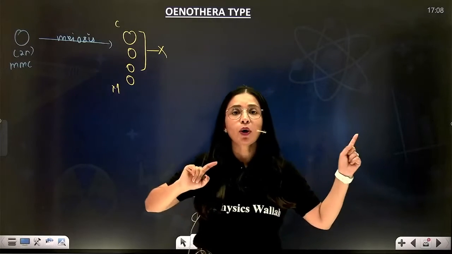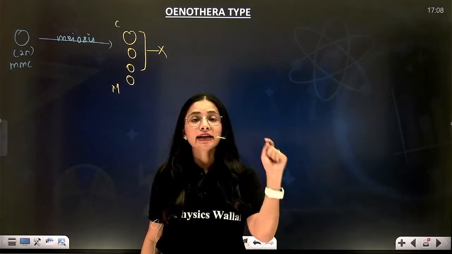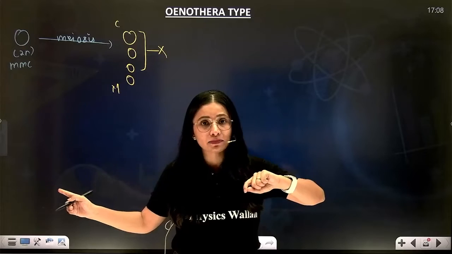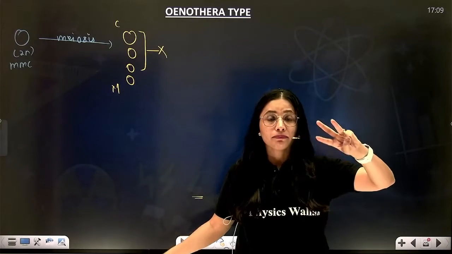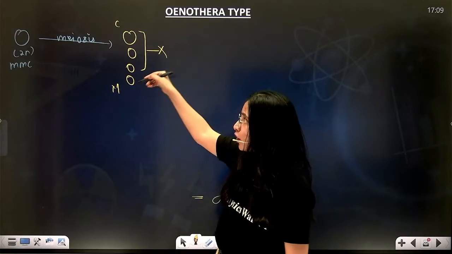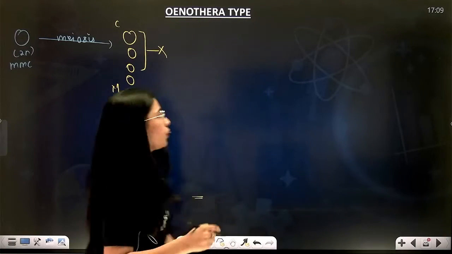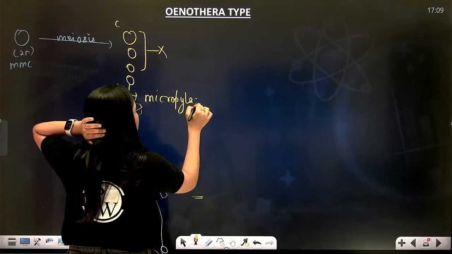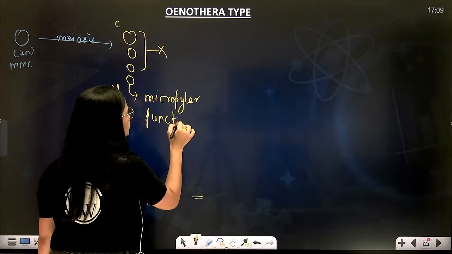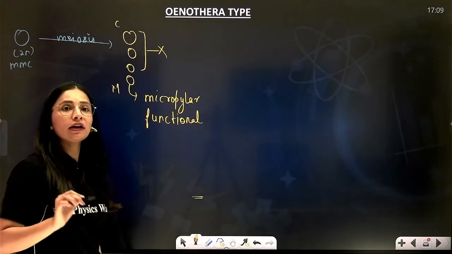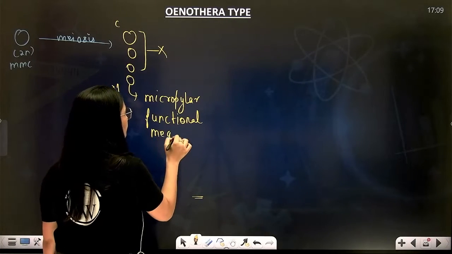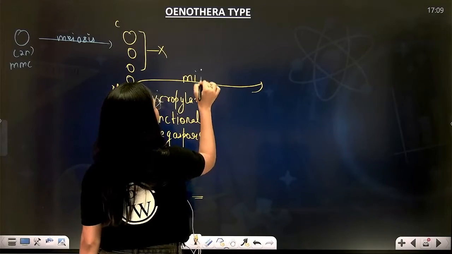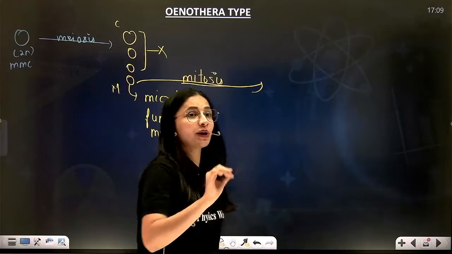Just the reverse of Polygonum. In Polygonum, you saw that the functional megaspore is chalazal. In case of Oenothera, the functional megaspore is micropylar. The 3 megaspores which get degenerated are from the chalaza. So this is the micropylar functional megaspore, right? Which is now going to undergo mitosis.